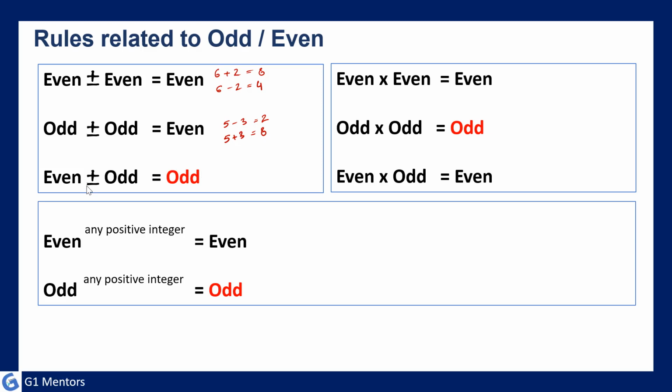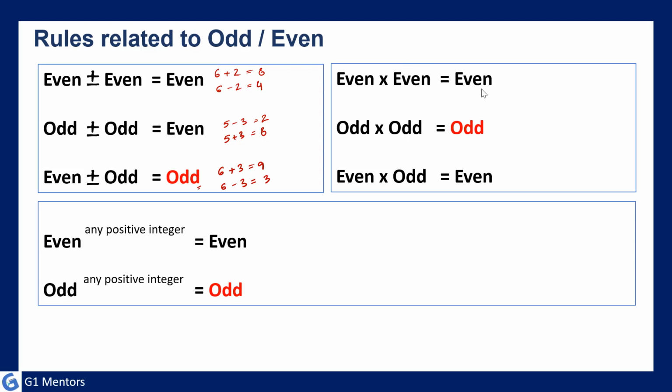However, if we add even and odd, then we are going to get an odd number. So for example, let's take an even number 6. We add an odd number 3. So we are going to get an odd number. If we subtract an odd number from an even number, we are again going to get an odd number. So let's see the multiplication.